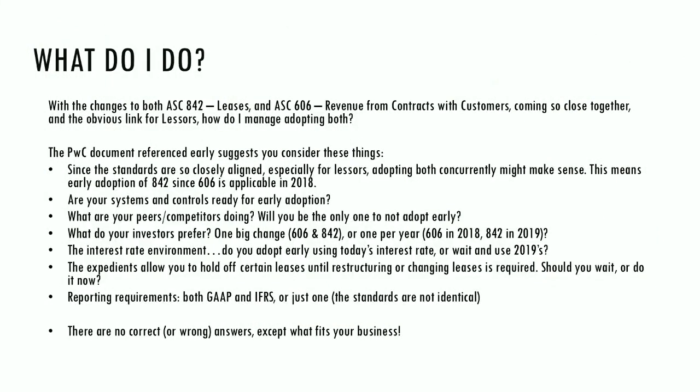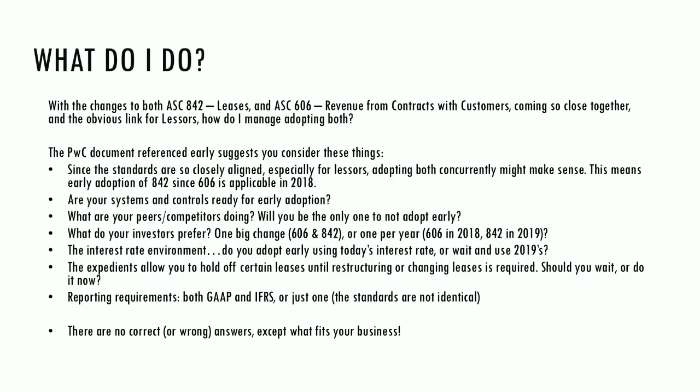Because we have two changes to accounting coming so quickly one after the other, ASC 606, of course, is hitting next year, revenue from contracts with customers, unless you're an early adopter. ASC 842 just a year later. Because they're so close together, and there's an obvious link there for lessors. We talked about that earlier, where under certain circumstances the lessor has to comply with 606 as well. How do you manage adopting both?